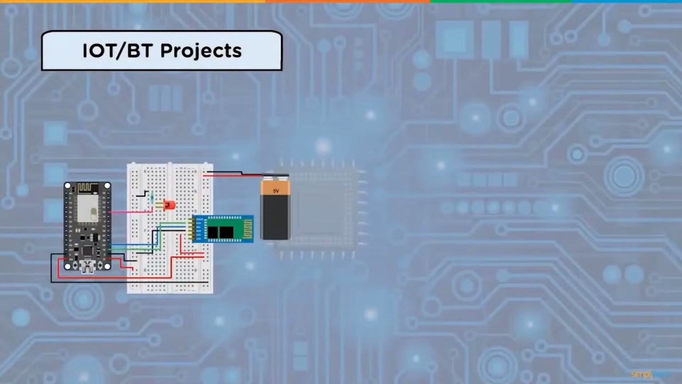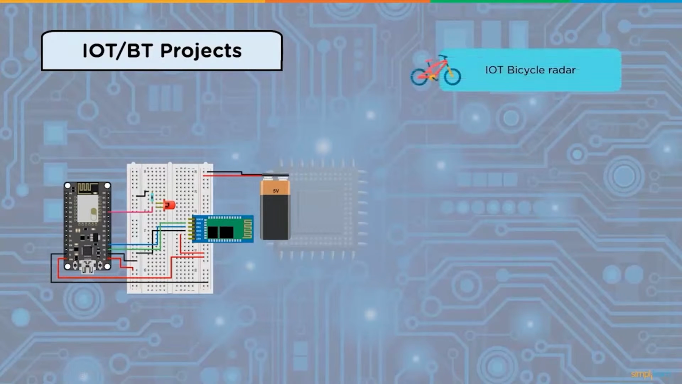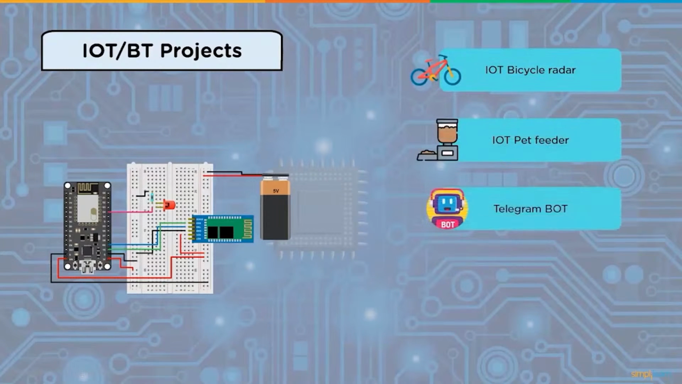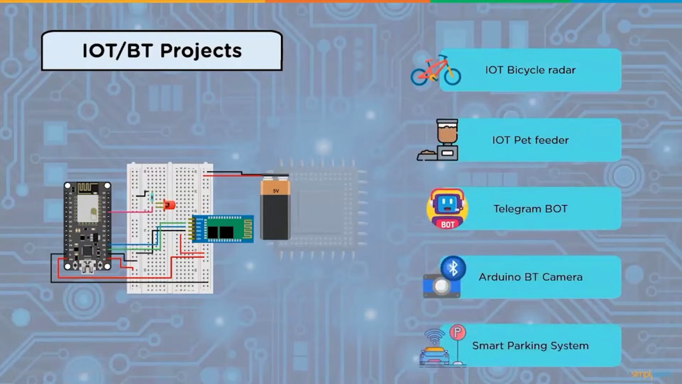Arduino IoT Cloud is a tool that allows creators to create connected products quickly, easily, and securely. Multiple devices can be linked together and data can be exchanged in real time. You can also keep an eye on them using a simple user interface from anywhere. Some of the IoT or Bluetooth projects using Arduino are IoT Bicycle Radar, IoT Pet Feeder, Telegram Bot, Arduino Bluetooth Camera, and Smart Parking System.